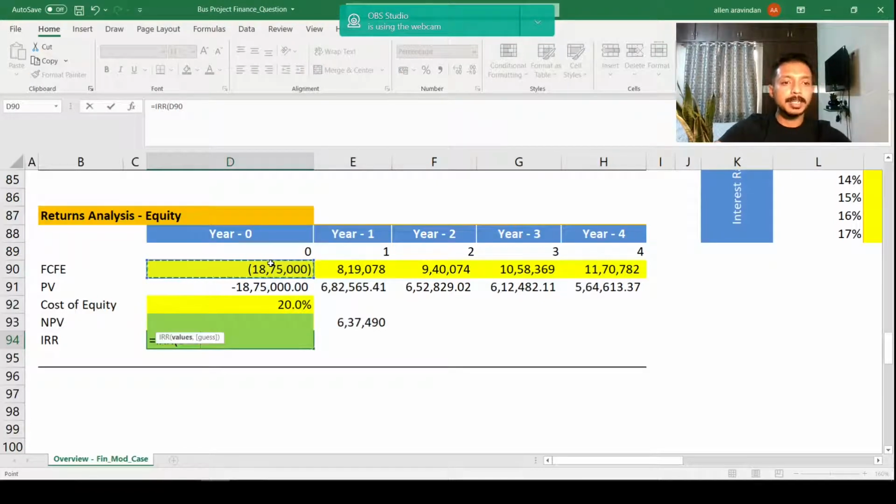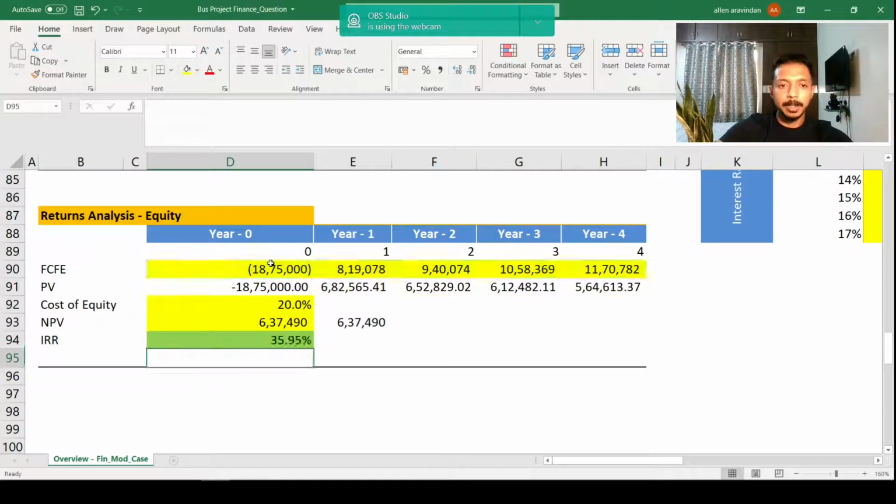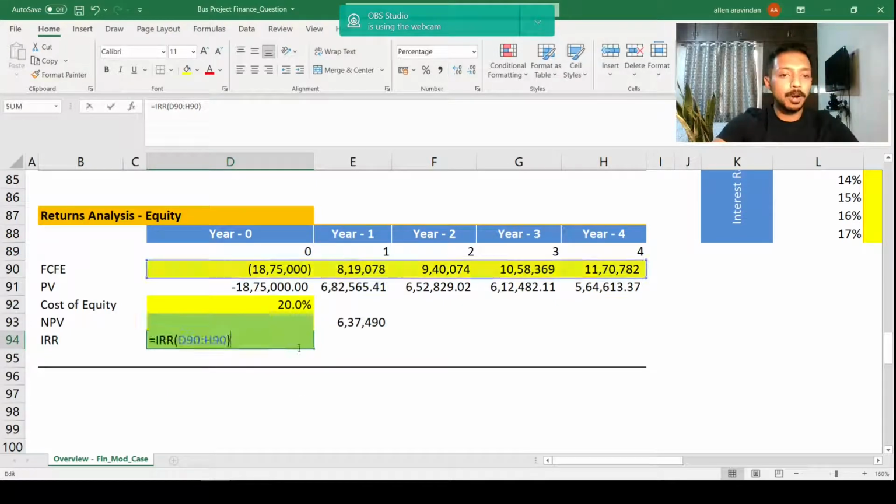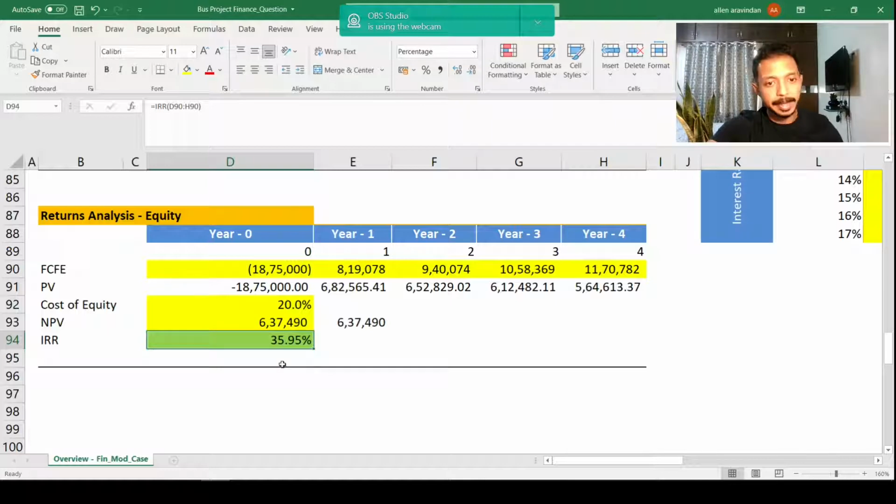So IRR is internal rate of return. Again, I'll explain what exactly IRR is in just a minute. But for now, we have the return calculated as 35.95%. So that's the return on an average that the investor will make if he does this investment in this business, right? So that's the first part of it.